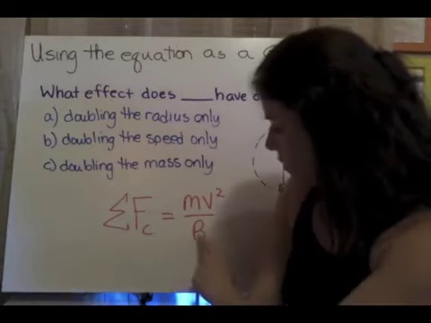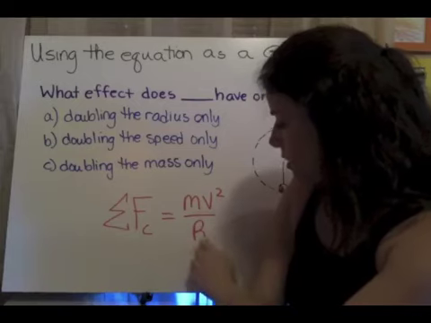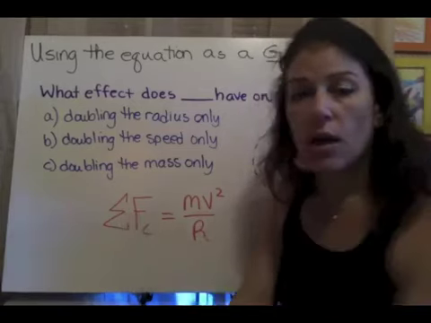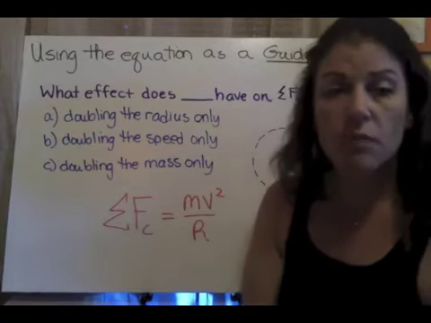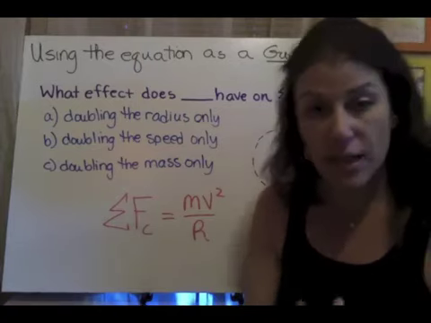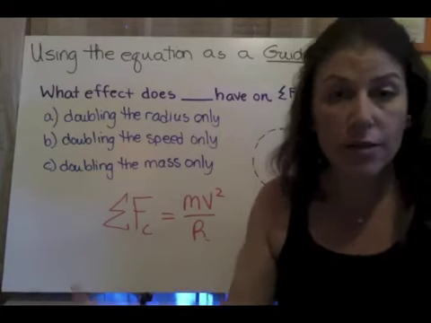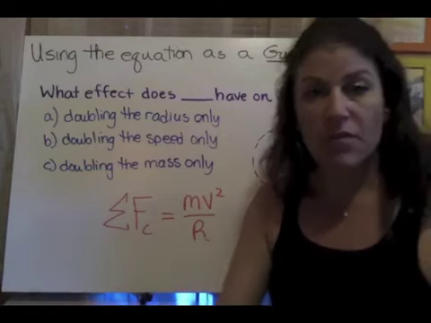So if you look here, if you double this number, then you have a smaller centripetal force. A smaller centripetal force means that there's less tension or less normal force or whatever, less friction required. So it depends on the problem if that's a good or a bad thing.